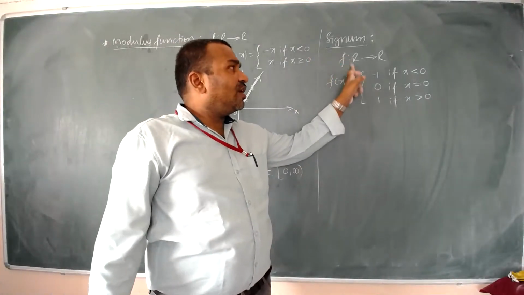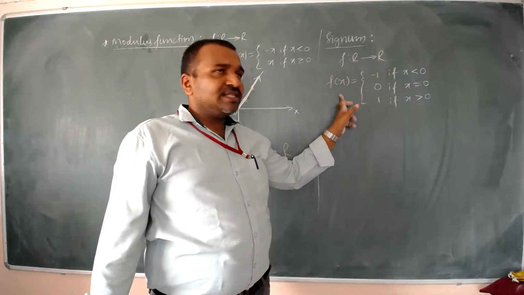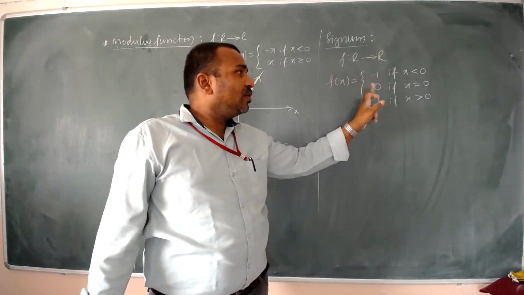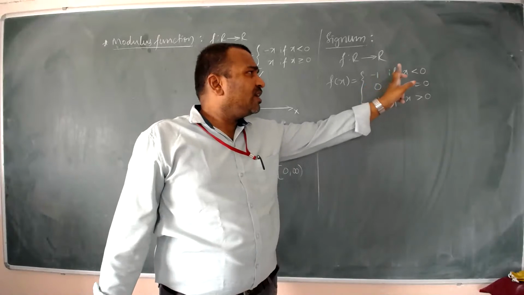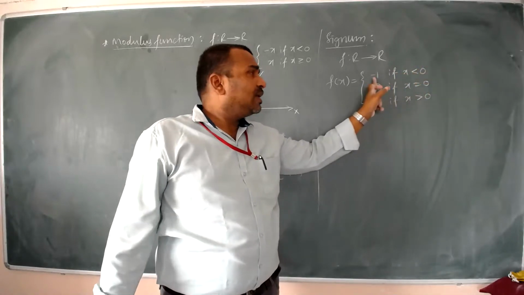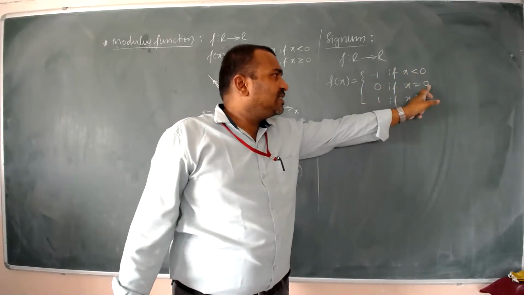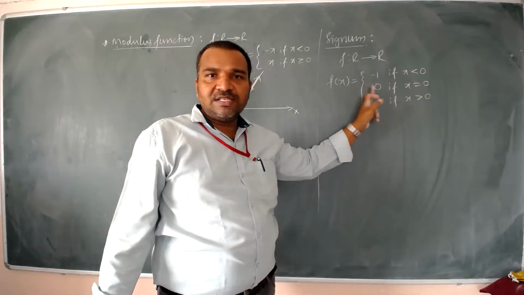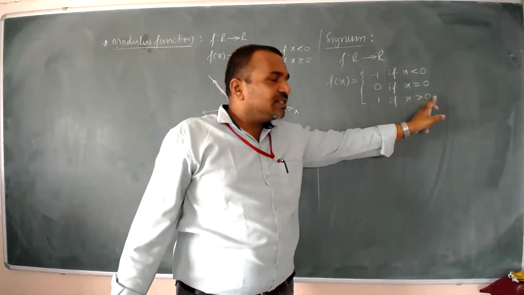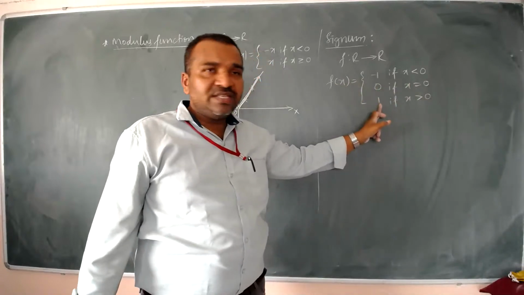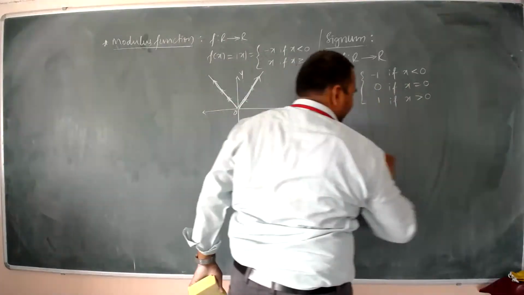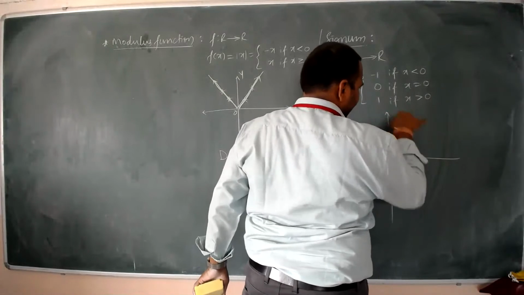A function f from R to R defined by f of x equal to minus 1, 0, or 1. If x values are negative, we will get minus 1. If the x value is 0, the function value is also 0. If the x value is more than 0, f of x is 1. So how is the graph of this function? Check it.